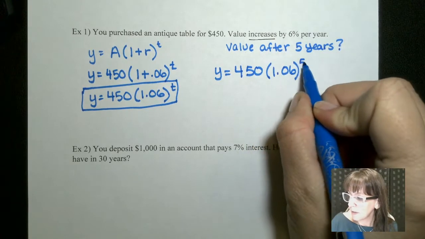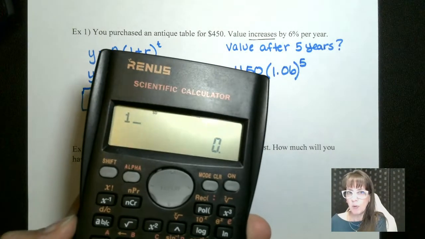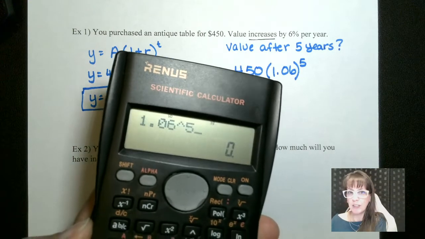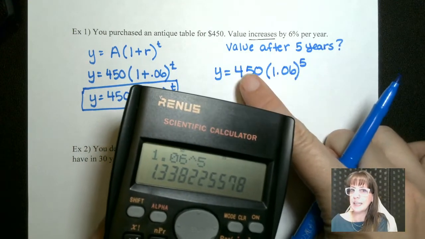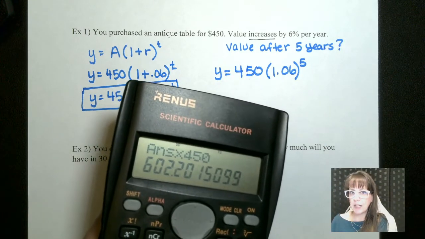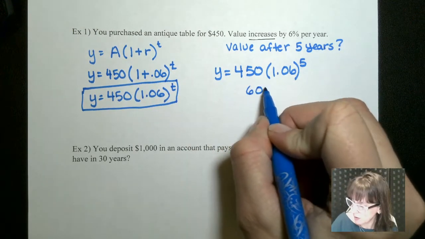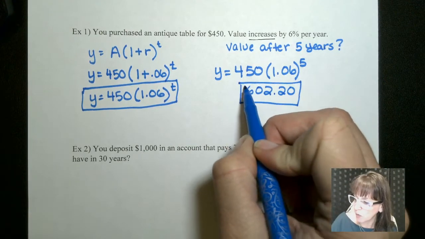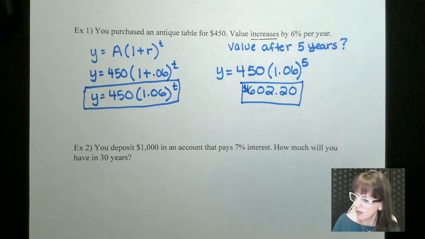1.06 and then to the 5th power. So this you have to do on your calculator. 1.06, sorry about the light there, to the 5th power gives me this weird number. I'm not going to write that down here. I'm just going to automatically hit times 450. And we end up with $602.20. So after 5 years, your table is now worth $600 roughly. You paid $450 for it. Good investment.